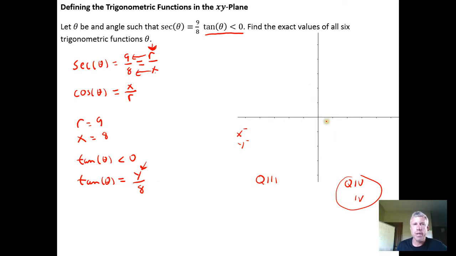So we have some point xy living over here in quadrant 4 that has an angle theta associated with it and a reference angle associated with it. We drop the perpendicular.